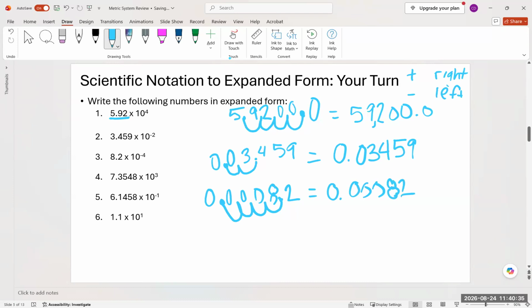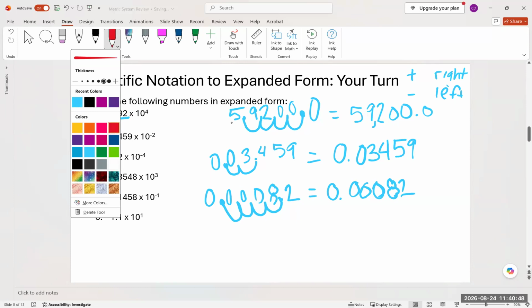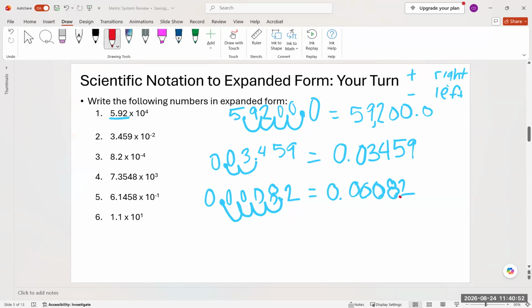Now, a way to check yourself once you have your final answer written out is to go back and say, if I was trying to take this expanded form and go back to scientific notation, let me change colors real quick, then I would say, where's my first non-zero number? It would be right here, 8.2. How would I get to that decimal where it wants to be? I would go 1, 2, 3, 4 to the left. So 8.2, and then negative 4 means 4 to the left. So it's just a way to check yourself.